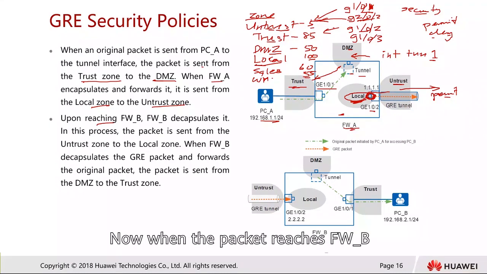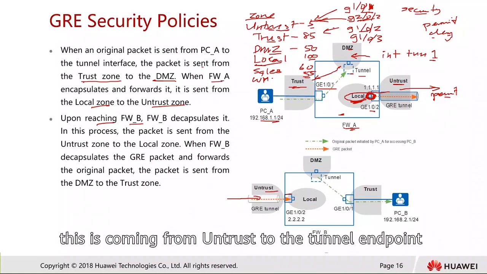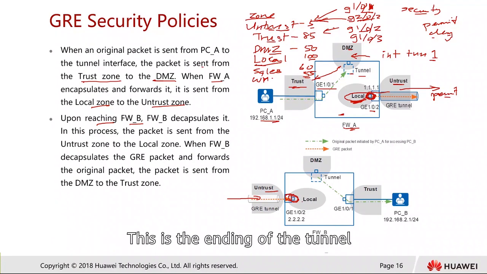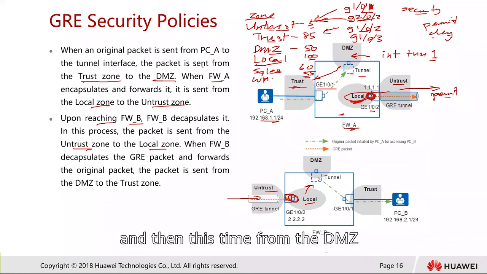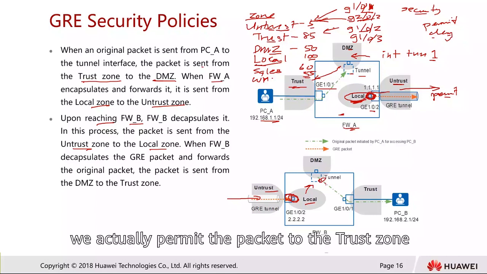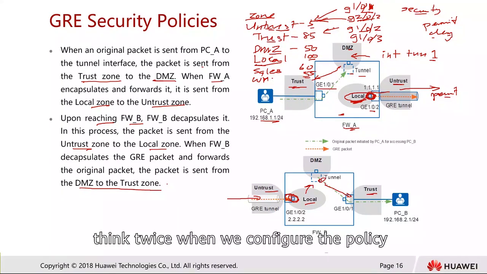Now when the packet reaches firewall B, coming from untrust to the tunnel endpoint, this is the ending of the tunnel, and again we need to put it under untrust zone to local zone. And after they decapsulate the packet, it becomes a normal ordinary packet. And then this time from the DMZ, we permit the packet to the trust zone. So this is something that we need to think twice about when we configure the policy.